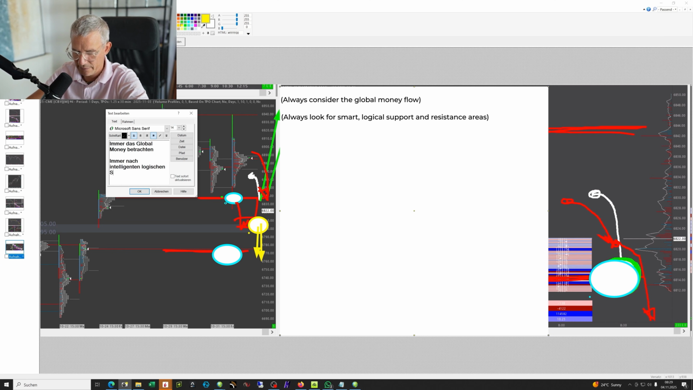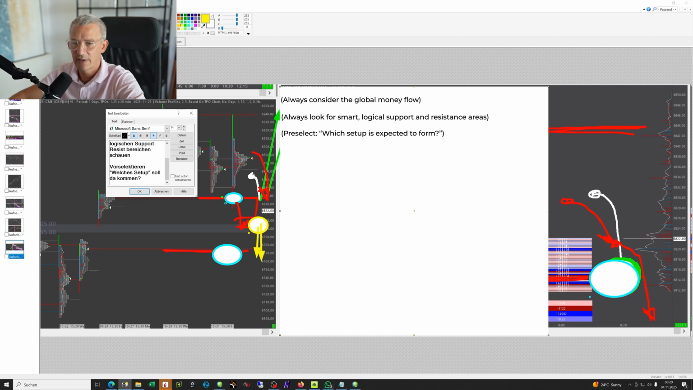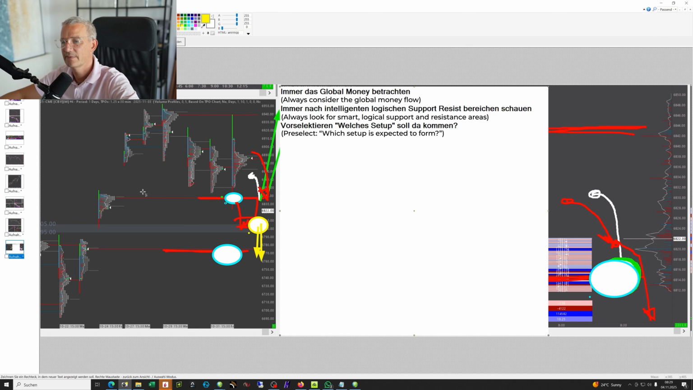Logical support and resistance areas. Third, before making any crucial decisions, carefully and thoughtfully select which setup should appear there. And then you have an advantage in the market. And that's exactly what almost nobody does correctly, unfortunately.